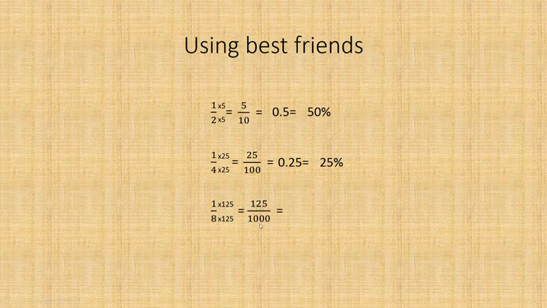Over 1000, I needed only 100, so I'm just removing the 0, or just dividing by 10 up and down to make it 12.5 over 100. So the answer is going to be 12.5%. Or to change it into decimal form like that, it's going to be 0.125 and then move the decimal point 2 steps to the right, so it's going to be 12.5%.